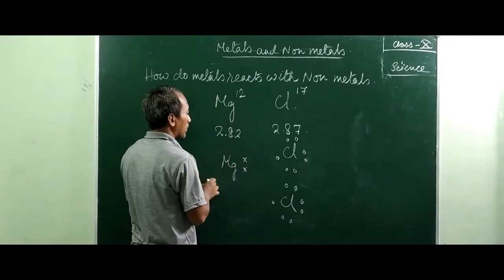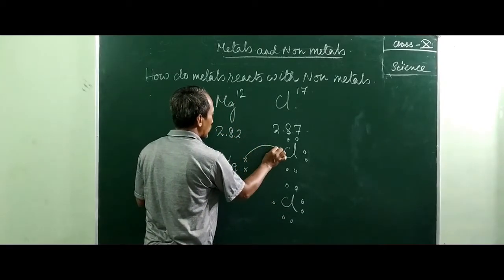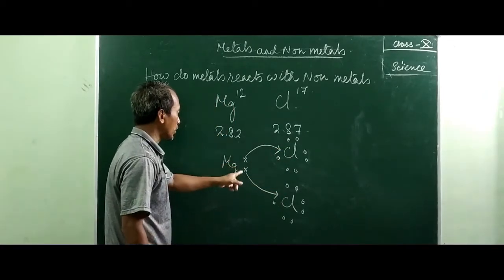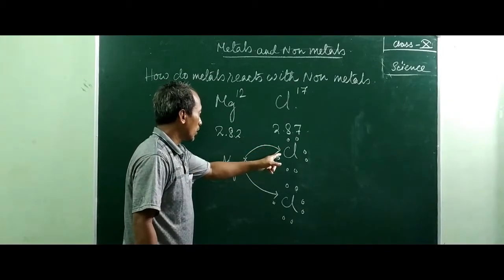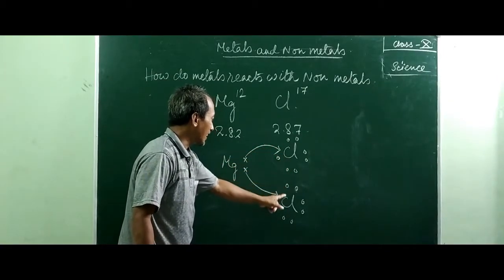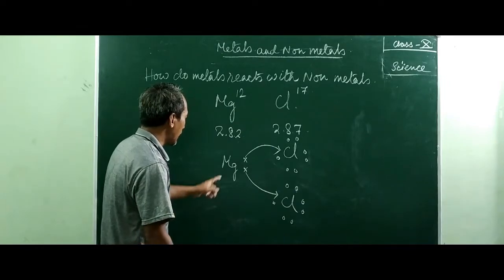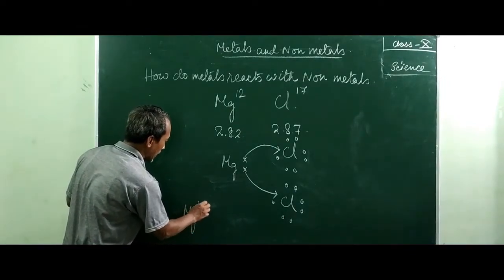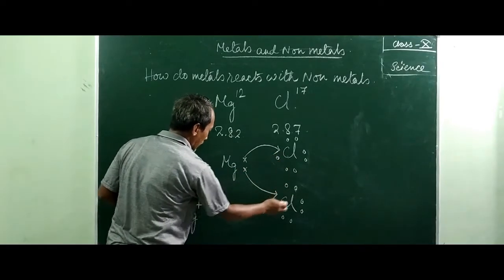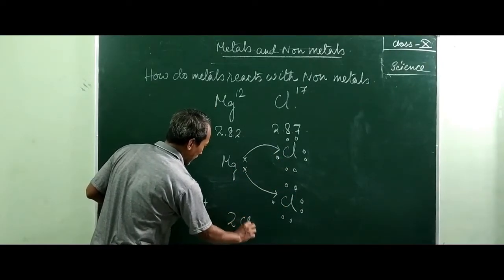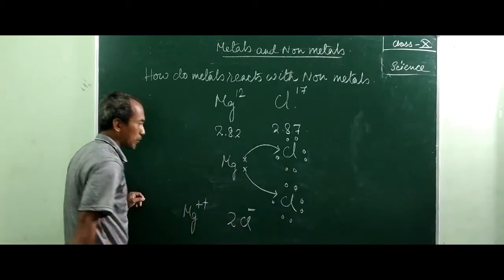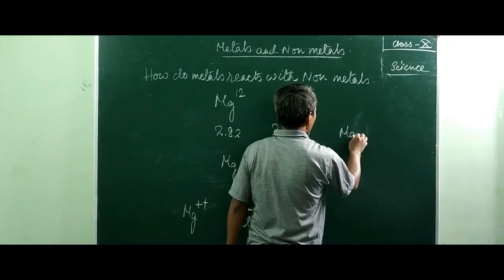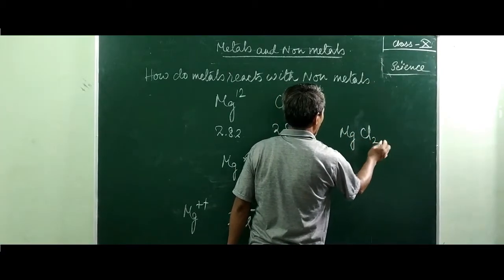So magnesium will combine with 2 atoms of chlorine. The 2 electrons of magnesium will be donated to 2 chlorine atoms, 1 each. So here magnesium has donated 2 electrons, so magnesium will be plus plus, and the 2 chlorine atoms are each accepting 1 negative charge. So when the molecule is formed, it will be written as magnesium chloride, MgCl2.